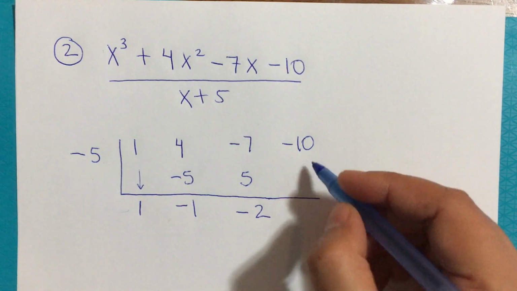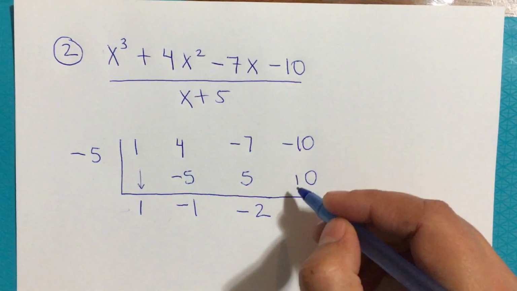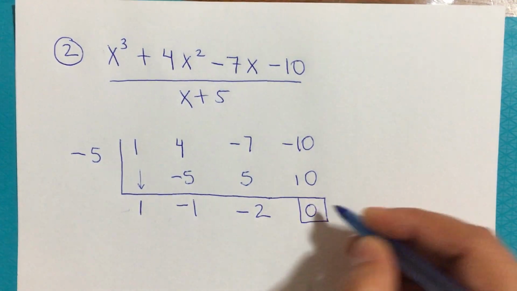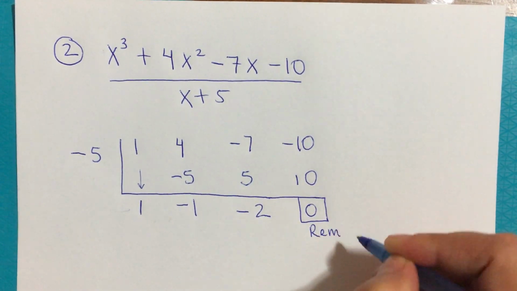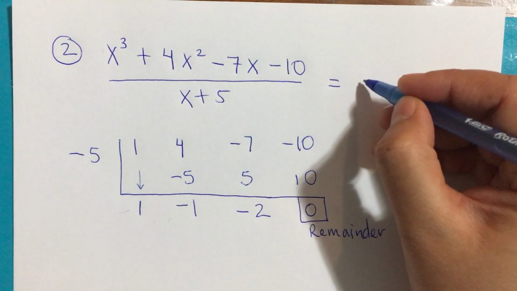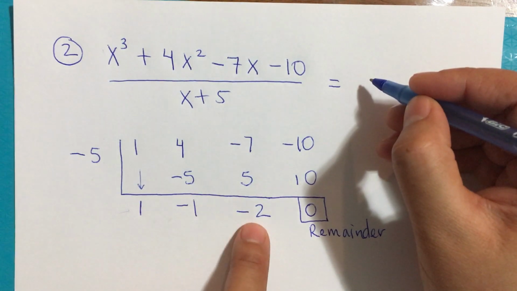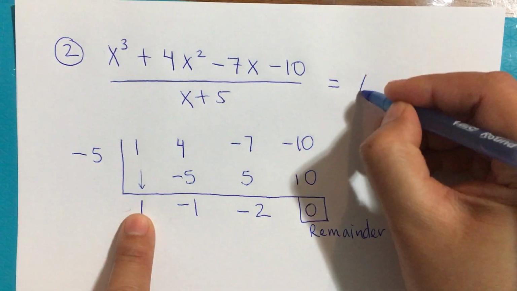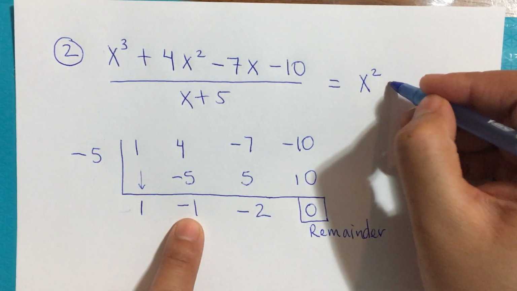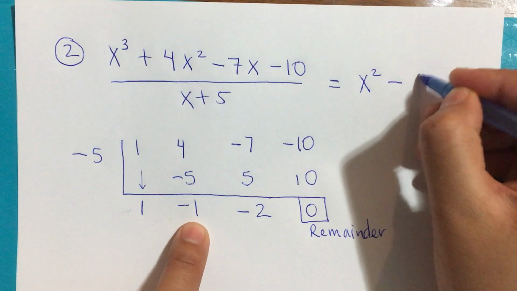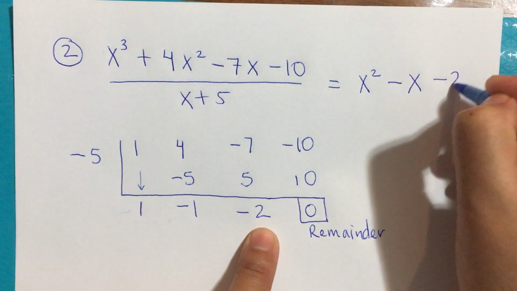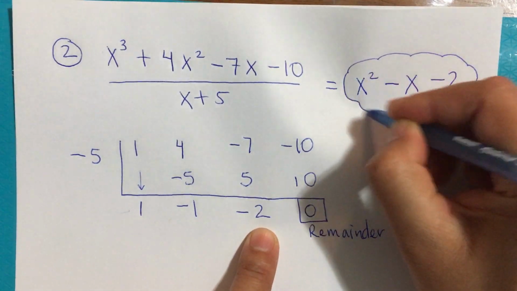Negative 5 times negative 2 is positive 10. We add negative 10 plus 10 is 0. Again, the last one will always be my remainder. And for the other three, that's going to be part of my answer. Those are the coefficients and constant. So it's going to be 1x squared. We always go with the second one. Negative 1, but we don't put the 1. X without an exponent, and minus 2. That's all you have to do for the answer.